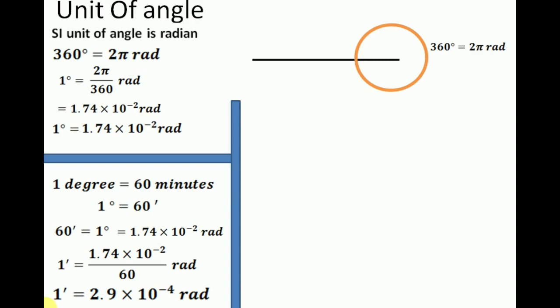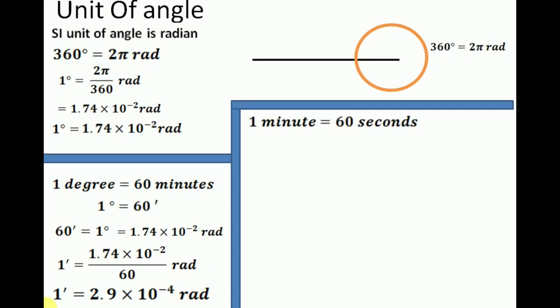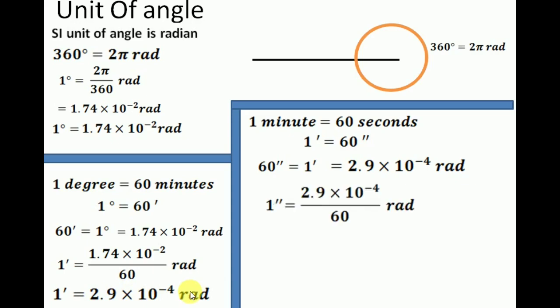And the further smaller unit of angle is the second. So if the angle is less than a minute, then it is measured in seconds. So 1 minute is 60 seconds, and 60 seconds is equal to 1 minute, and 1 minute we already know is 2.9 into 10 to the power minus 4 radian. So now 1 second is equal to this, where the 60 will go down and we have to divide this by 60. So you will get 4.84 into 10 to the power minus 6 radian.